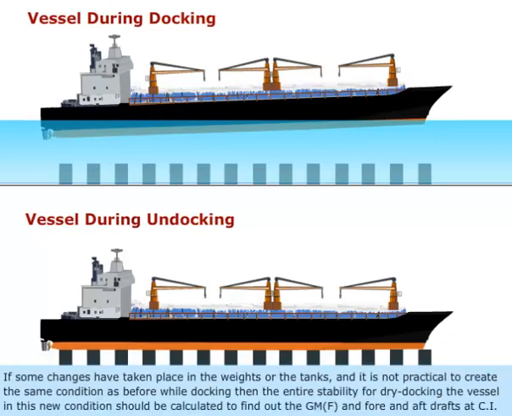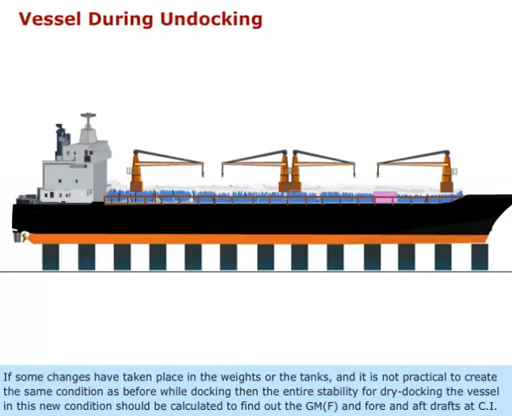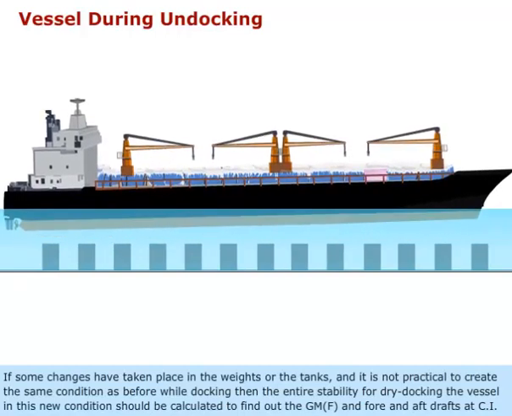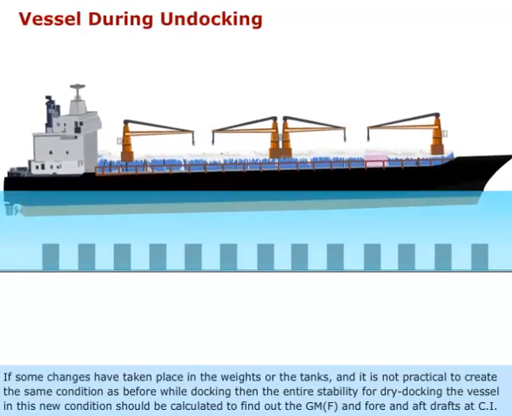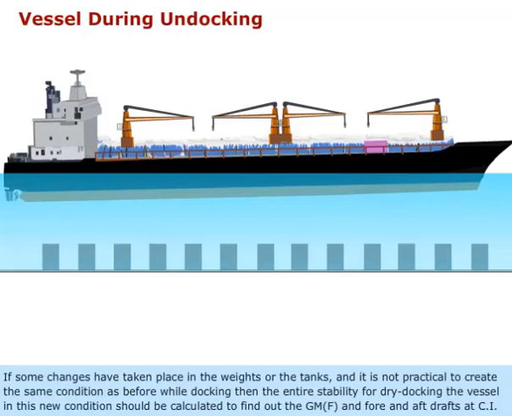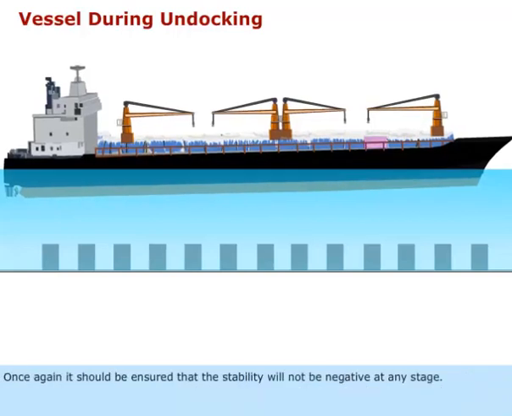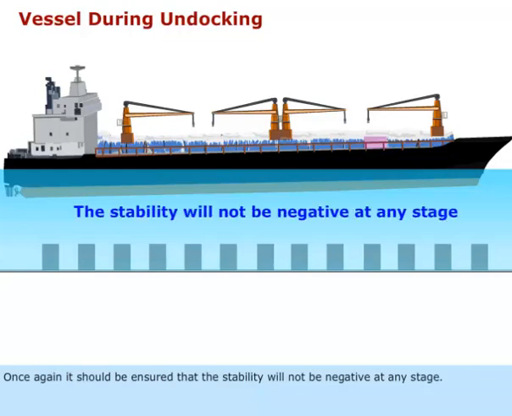If some changes have taken place in the weights or the tanks, and it is not practical to create the same condition as before while docking, then the entire stability for dry docking the vessel in this new condition should be calculated to find out the GMF and fore and aft drafts at CI. Once again, it should be ensured that the stability will not be negative at any stage.